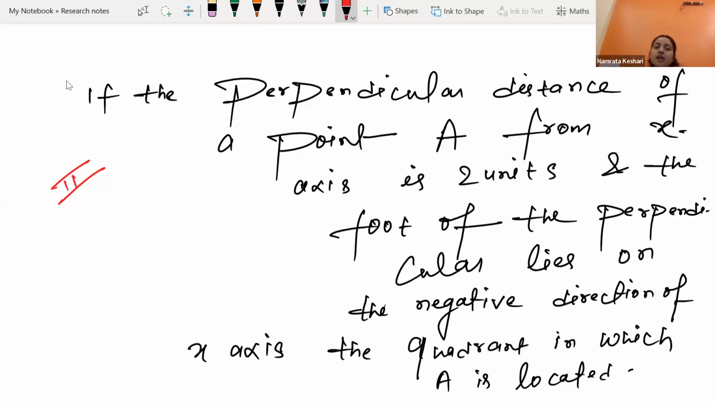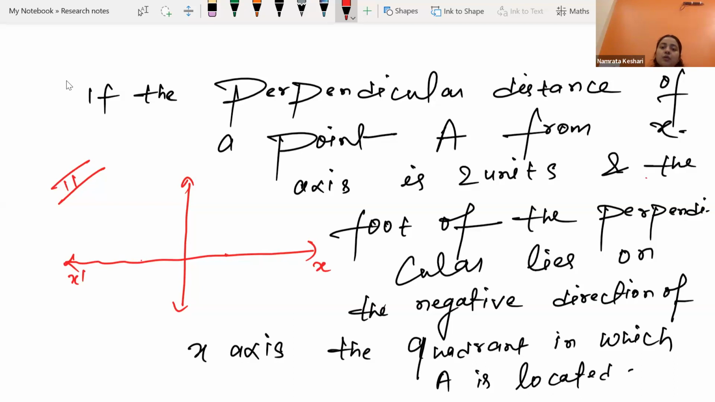Okay, let's discuss it. If the perpendicular distance of a point from x-axis is 2 unit, there is a point whose perpendicular distance from x-axis is 2 unit. From x-axis perpendicular distance means this is the x-axis. We will be drawing the perpendicular distance as 2 unit, but let's read the other part as well.